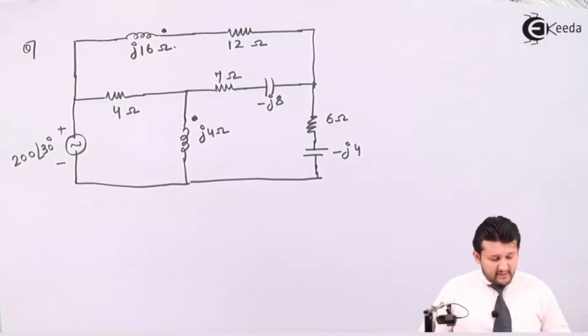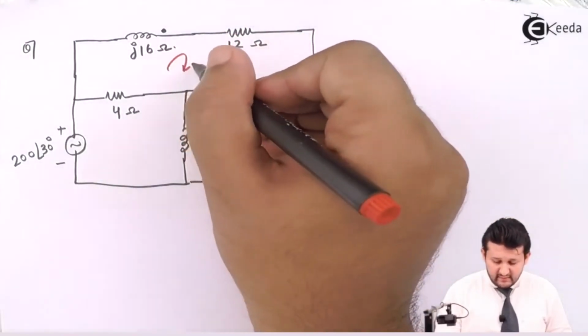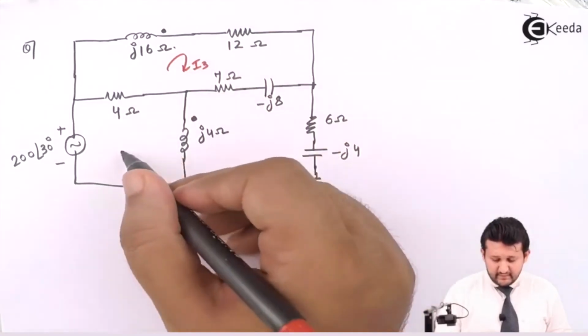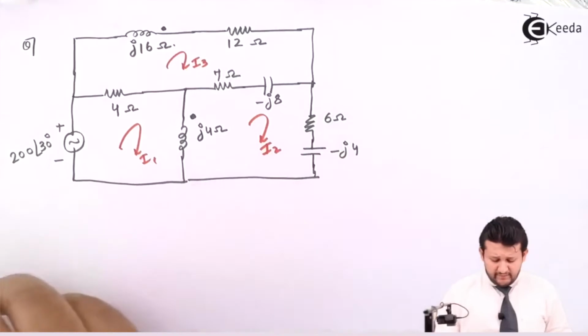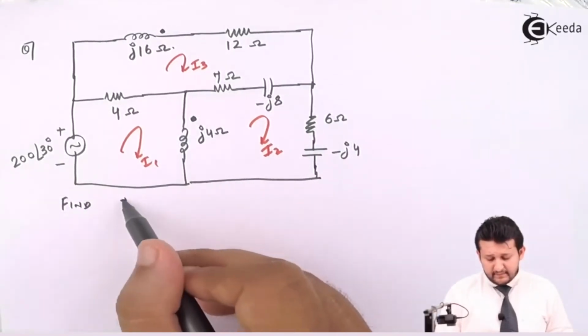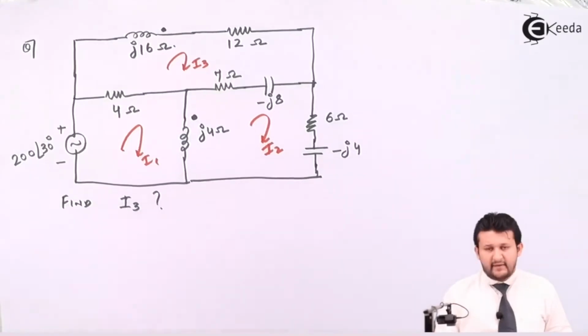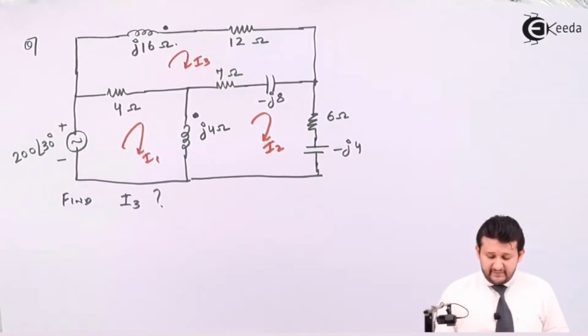In this circuit, it is given: find the current across mesh 3. So your mesh 3 is given in this case. This is your I1, this is your I2. So the question says, find I3. So let's see how to find your current I3.